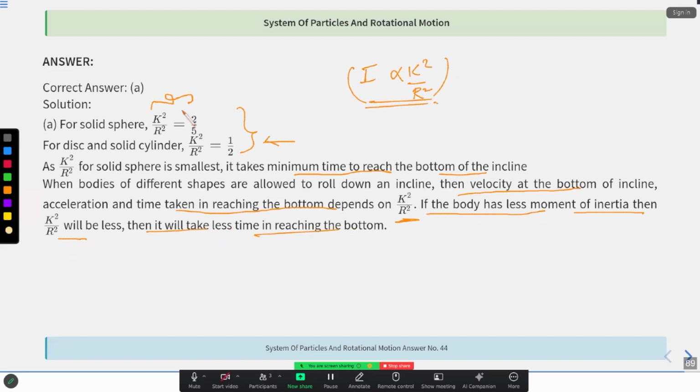So for moment of inertia, we saw that the solid sphere's was the least, and the disk was 1/2, and this is 2/5, so this is the least. So the solid sphere takes less time to come down the inclined surface. So the sphere takes less time rather than a cylinder or a normal disk.